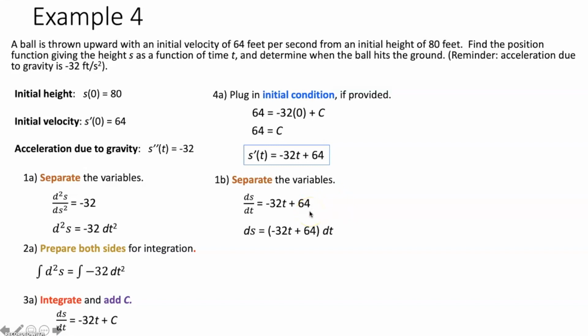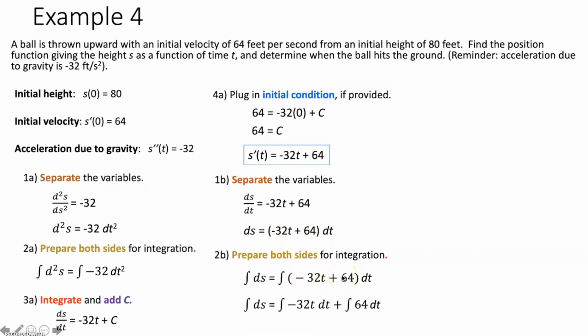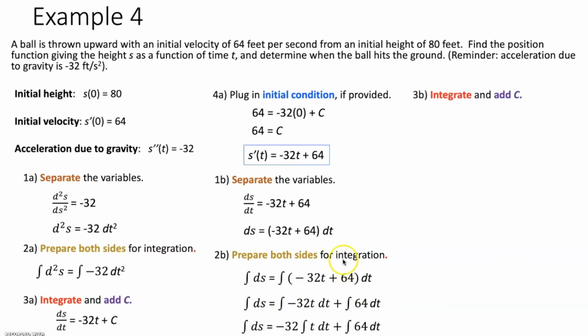Next, I am going to prepare both sides for integration. So I'm going to take the integral of both sides of this equation. Now remember, on this side, I have a function with multiple terms, meaning I have to take the integral of each of those terms separately. Now what I have to do is use the constant multiple rule, take this negative 32, move it out front of the integral sign, and I have successfully prepared both sides for integration. Next, I actually have to integrate both sides and add c.